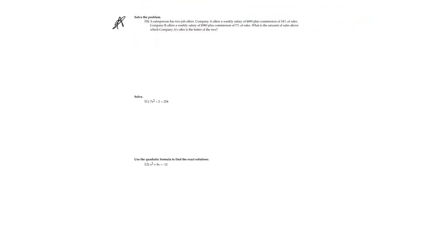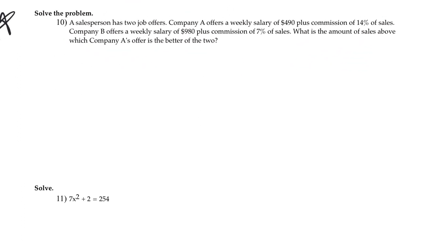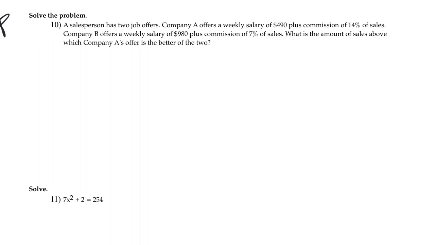All right, let me see. Another question there. Number 10. Oh, another worded question. A salesperson has 2 job offers. Company A offers a weekly salary of $490 plus a commission of 14% of sales. Company B offers a salary of $980 plus 7%. What is the sales amount above which company A is better? So they want this one. This is A, and B will be over here. B is 980 plus 0.07 times S. They want to know when the one on the left side is bigger.